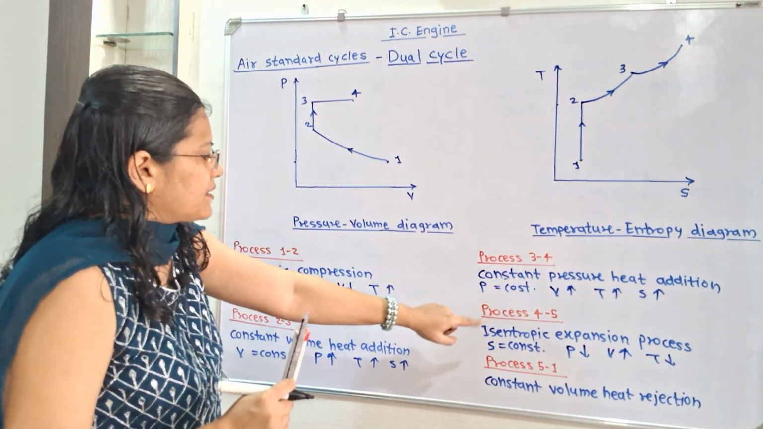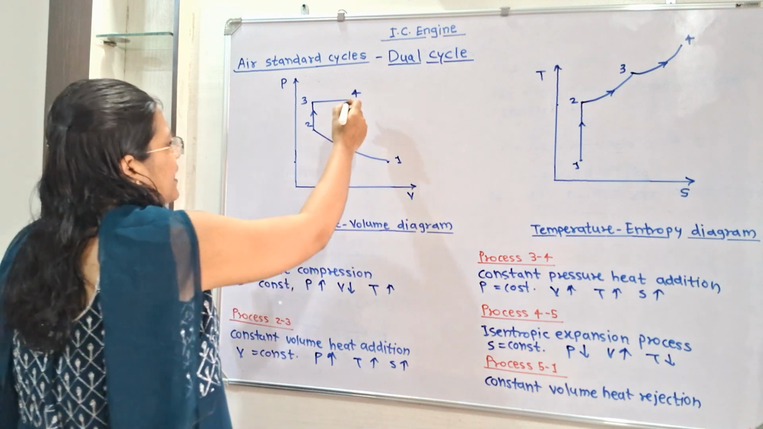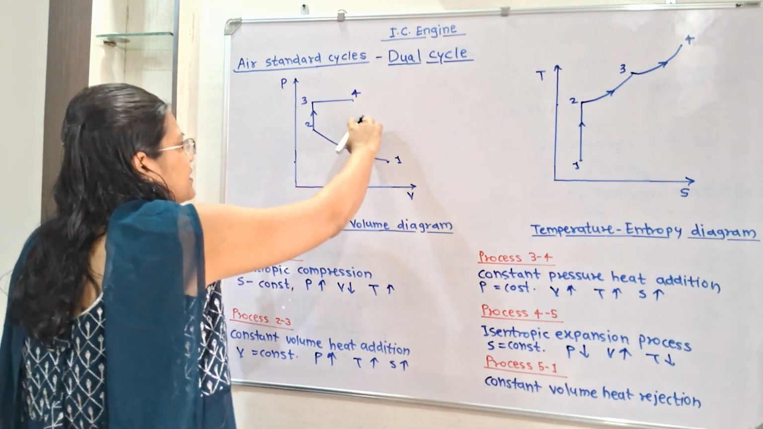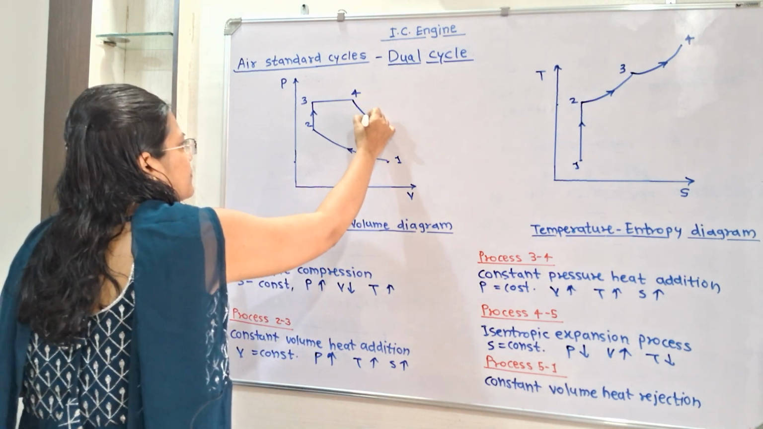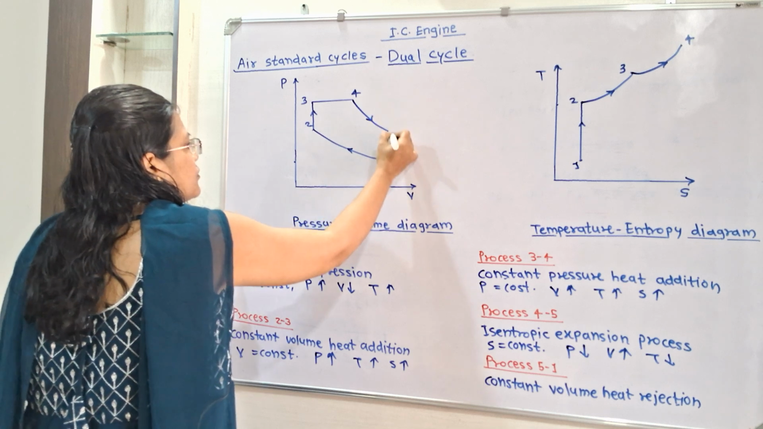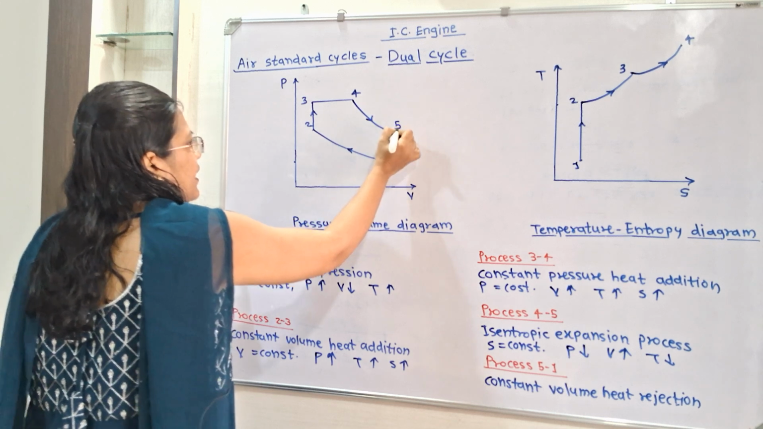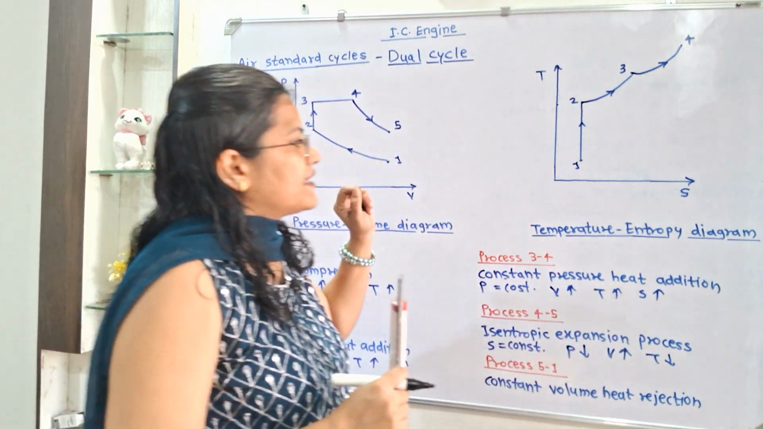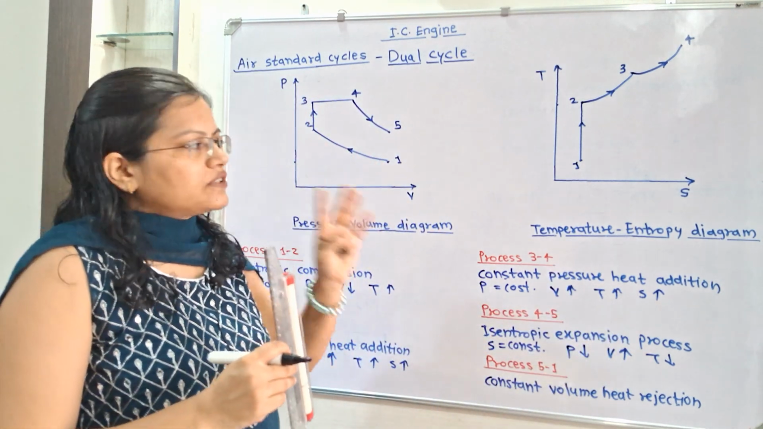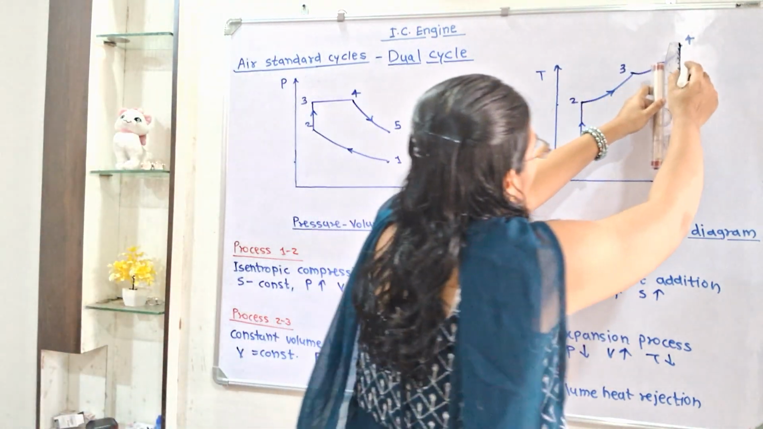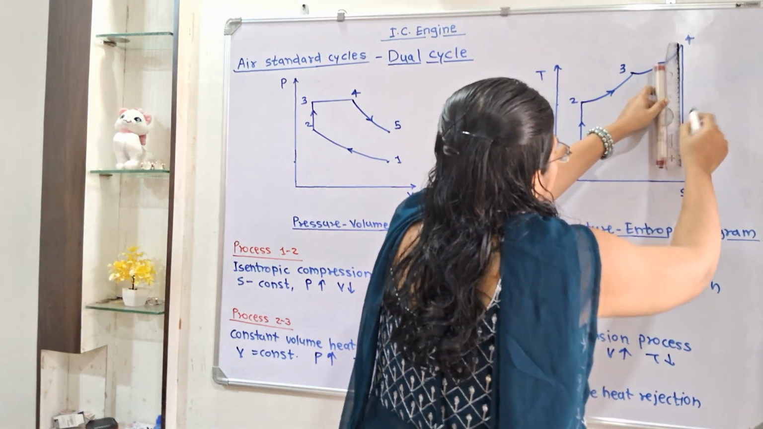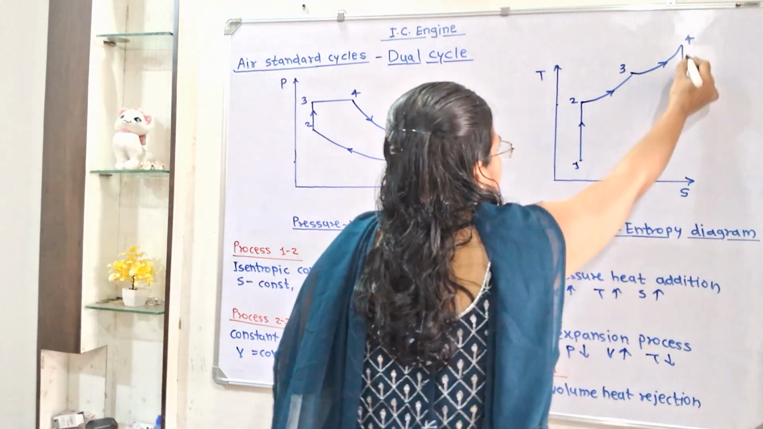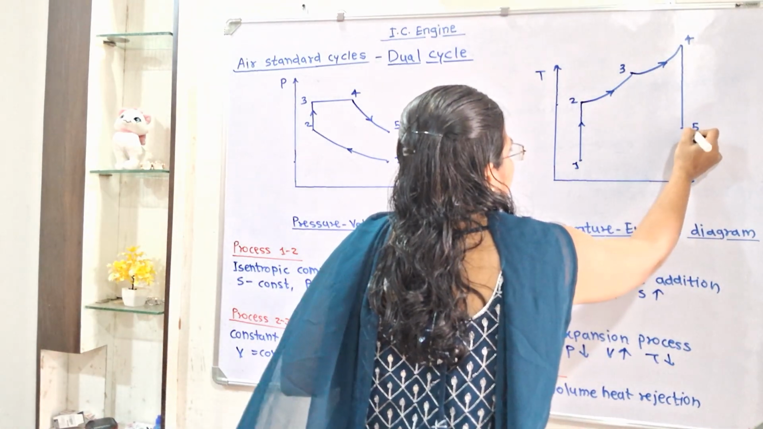On the PV diagram, pressure decreases. So we have to show a decrease in pressure but an increase in volume. So here will be the point 5. Now we will show here S constant and T decreases. Because of the constant entropy, we have to show a vertical line and T decreases. So we have to show here the next point 5.